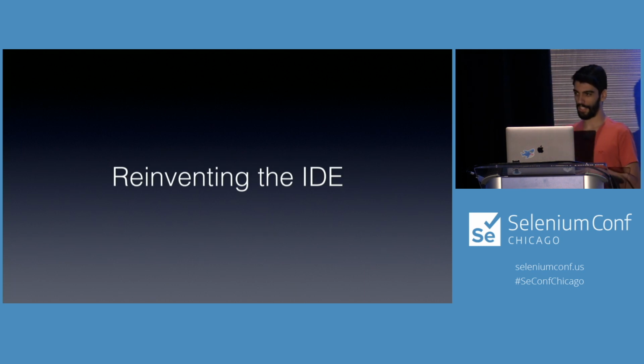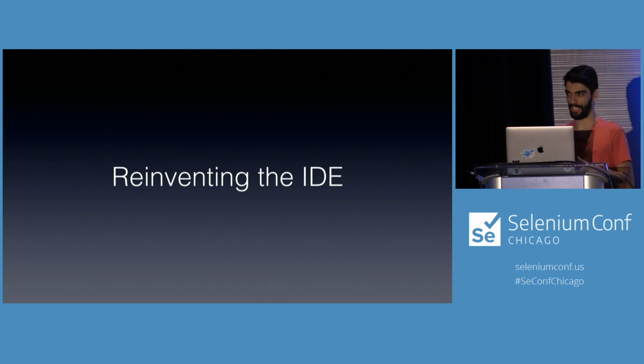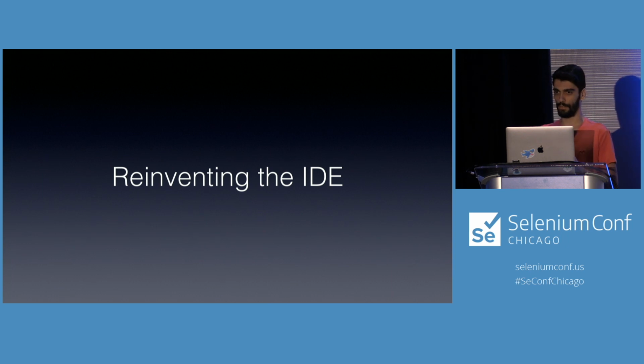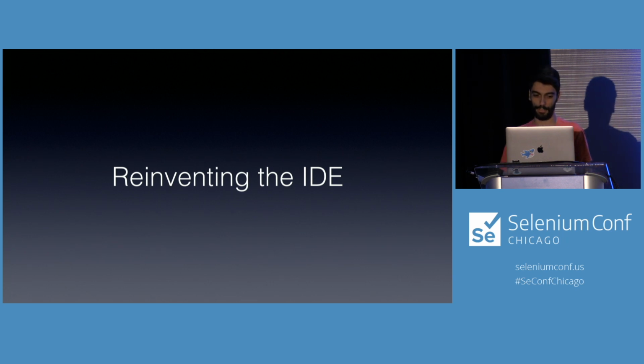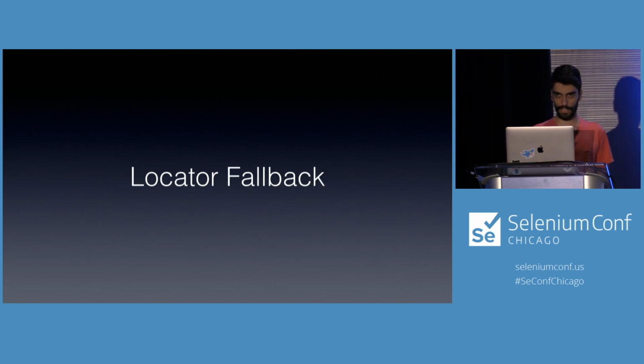So the theme is reinventing the IDE. And what we mean by that is that lots of the things that we have assumed to work in the previous IDE may no longer work or may change. And we keep that in mind alongside helping the users migrate to the new practices that we want to impose. And I just want to go over a few of those practices. So the first one is Locator Fallback.